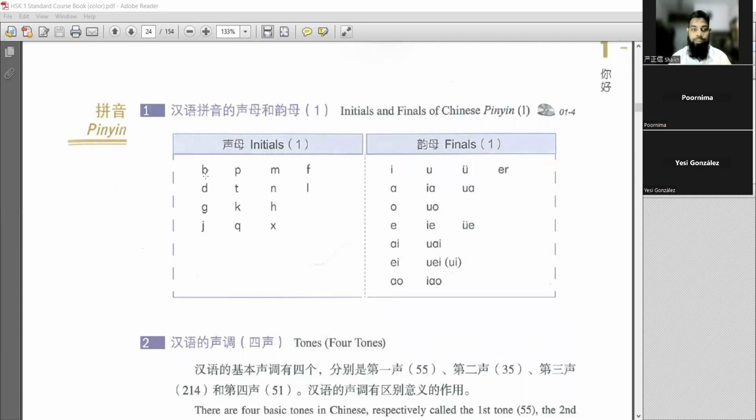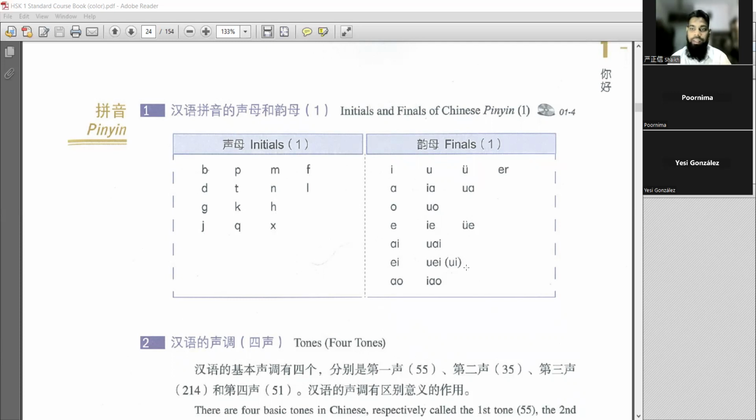This is b, p, m, f, d, t, n, l, g. It is like the G in garden. Then k, h, j, q, x. So the Q in Chinese is not a Q, it's a chi. It gives the sound of a CH.